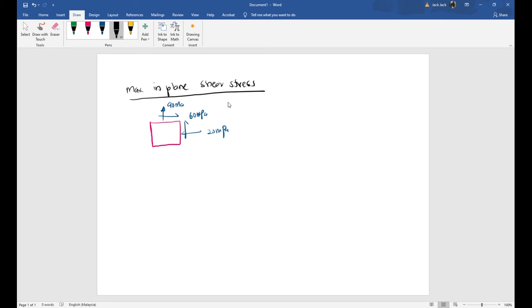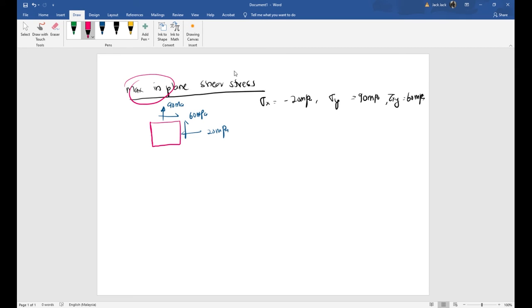Just to avoid any confusion, I stated the value for each parameter. Your sigma x is equal to minus 20 megapascal, and your sigma y is equal to 90 megapascal. And your shear stress tau xy is equal to 60 megapascal. So the problem here: we want to determine the maximum in-plane shear stress.